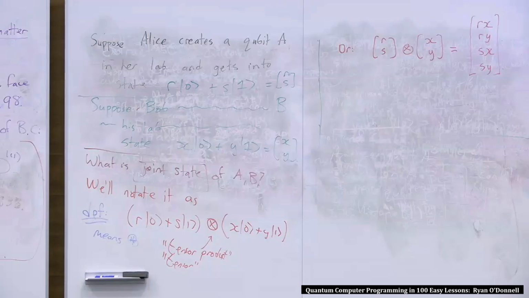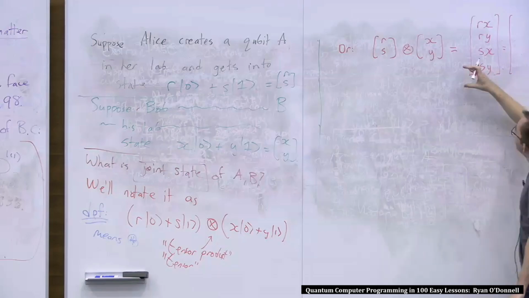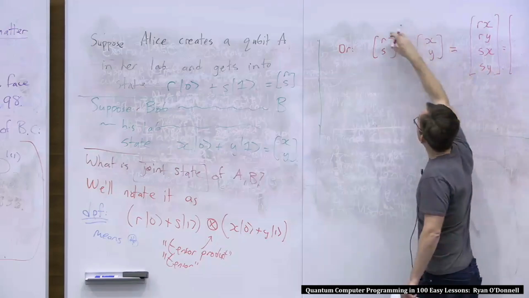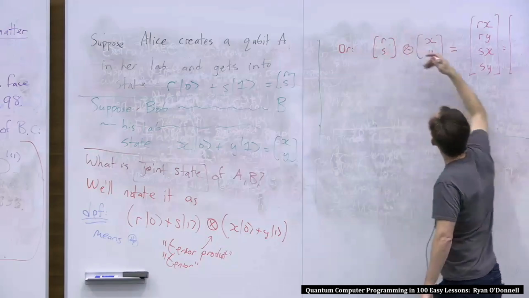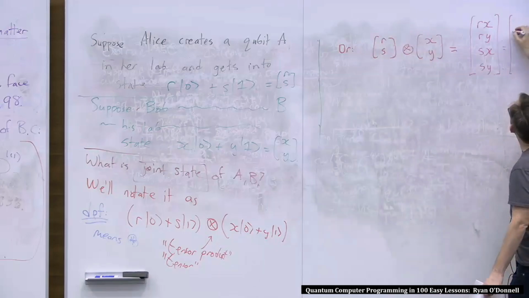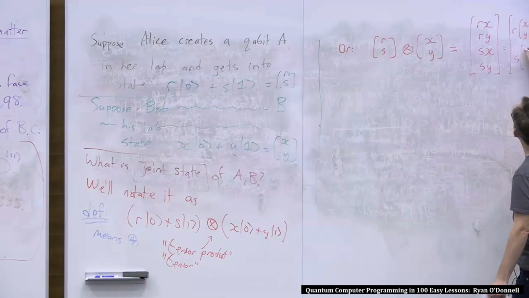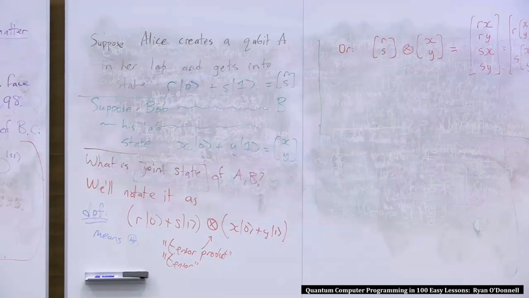Yeah, and really, as you'll see in the homework, you take this vector and put a copy of it in every entry here and then multiply. So this is kind of like r times xy, s times xy, and then you remove extraneous parentheses.